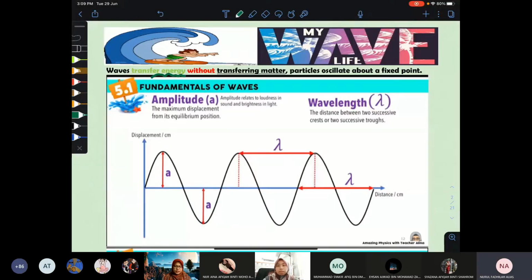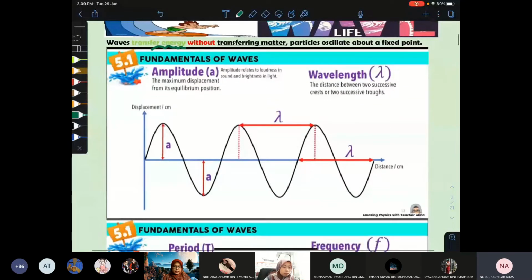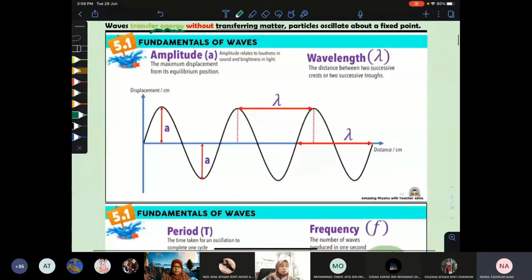Transfer only energy. Without transferring matter, particles oscillate about a fixed point. So everyone knows that one, right? So only energy is being transferred, right? And then what is important in this topic is, you look at this right now.